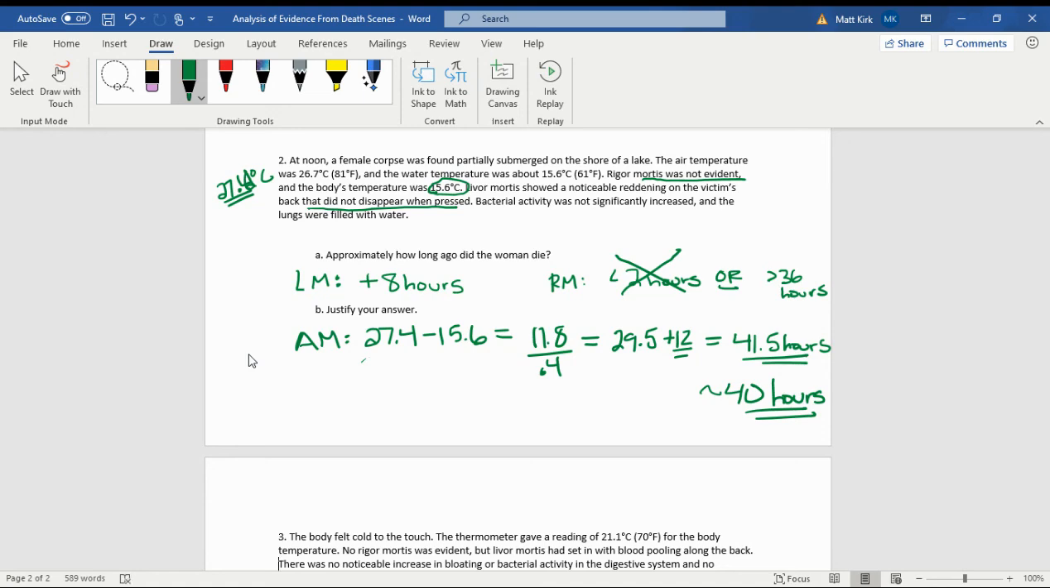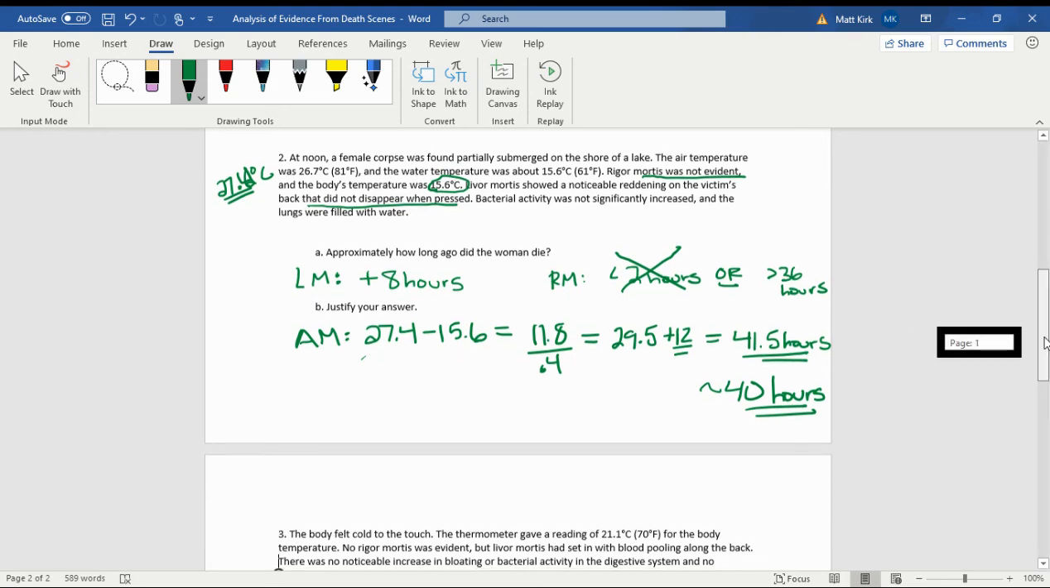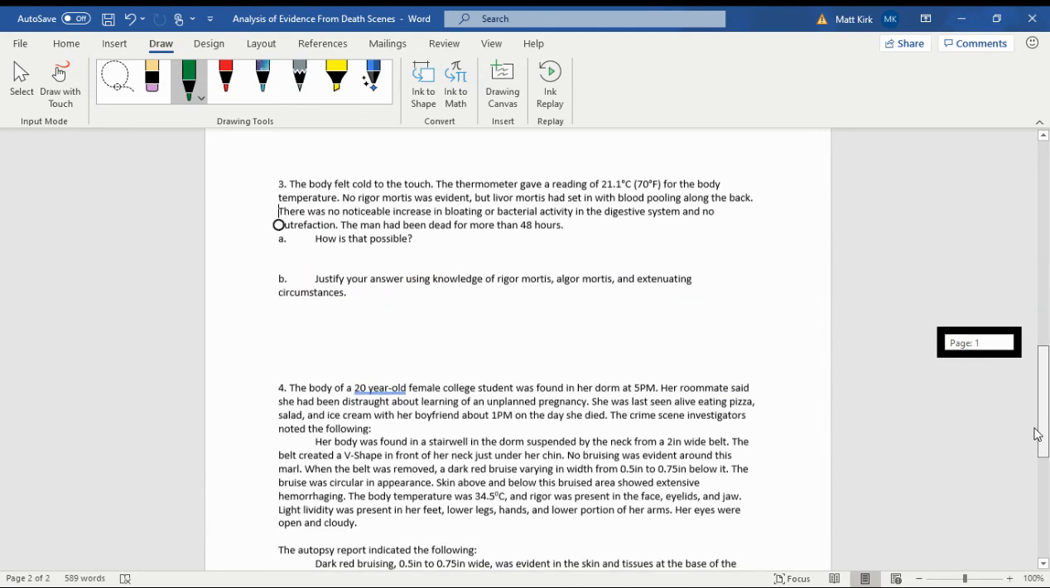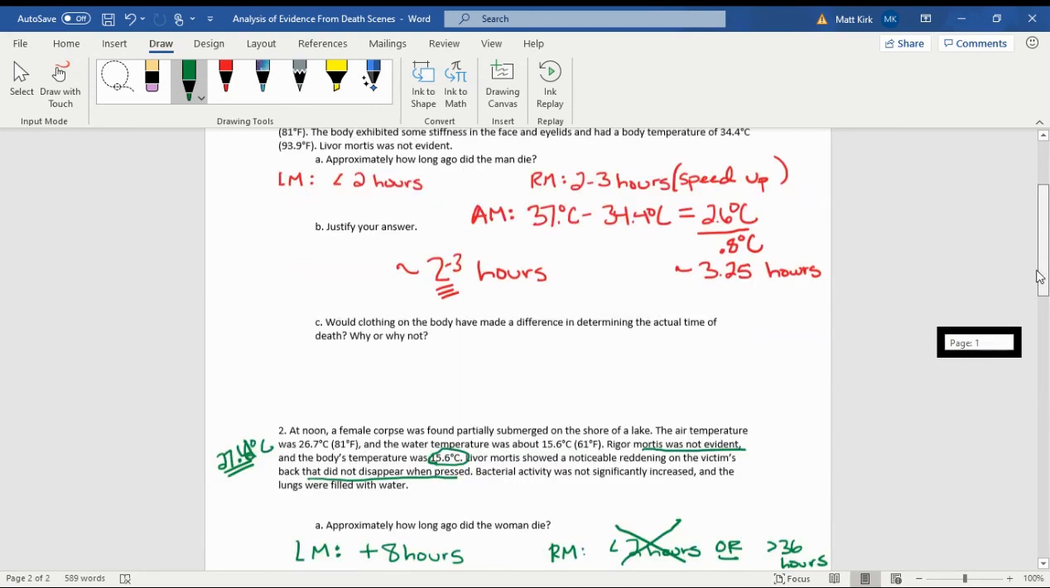So again, you can kind of see on these first two examples, we looked at everything that was given to us to come up with the best PMI estimate. Good luck with the last two. See what you can do.